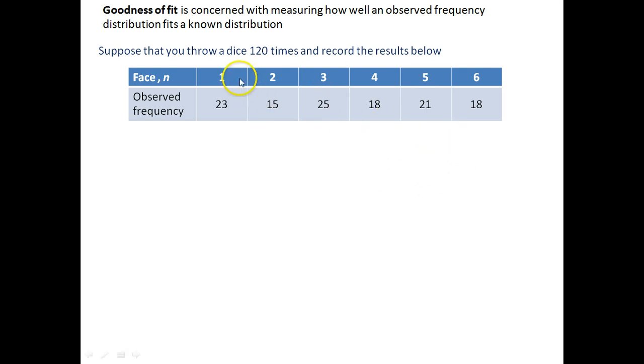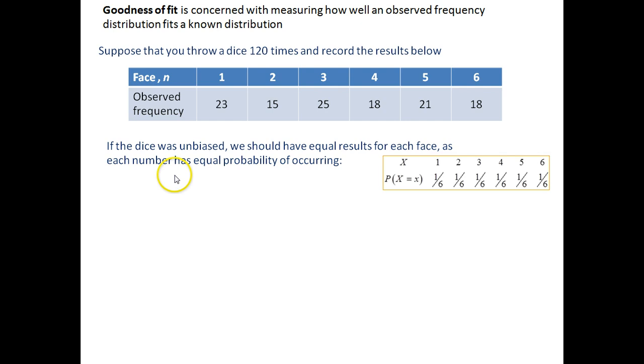So the face 1 has appeared 23 times, the face 2 15 times, and so on. If the dice was unbiased, we should have equal results for each face, as each number has equal probability of occurring, and we'd have 1/6 probability for each face occurring. This is an example of a discrete uniform distribution. Uniform, they're all the same. The probabilities are all the same.